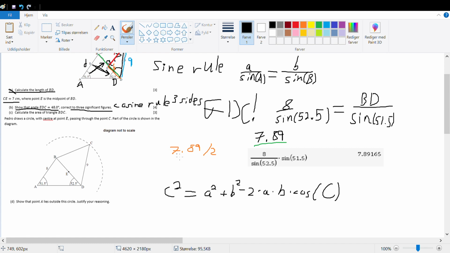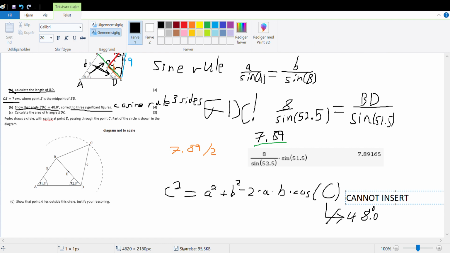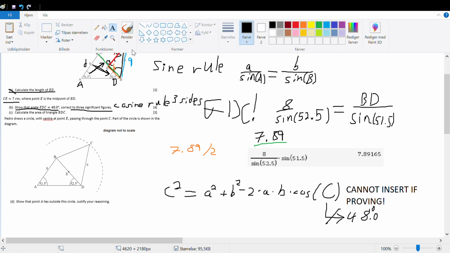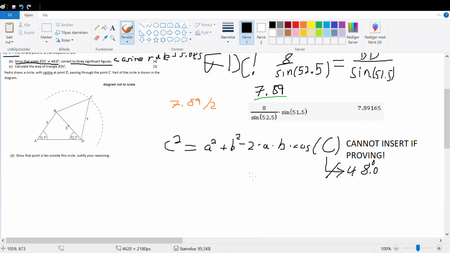Now, in our case, we're looking to use this to prove that this is 48. That's what we want to know. We want to prove this. That means we cannot insert it. Cannot insert if proving something. So that's something to keep in mind: you can't insert to prove it. You have to find it. So we're going to isolate for cosine C.